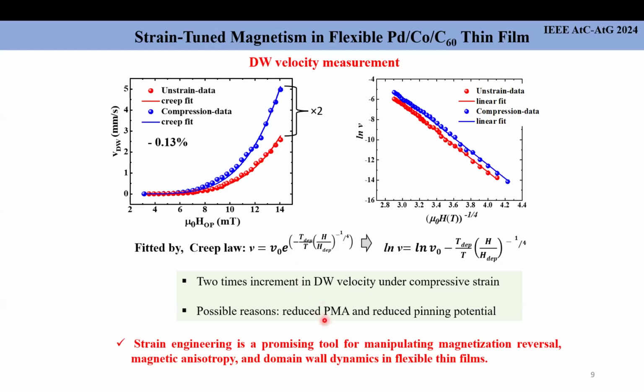From this, we can say that strain engineering can be a very promising tool for manipulating the magnetization reversal, magnetic anisotropy, and also domain dynamics in the flexible film, and can act as a very promising tool to tune the functionalities of spintronic devices to the desired level.